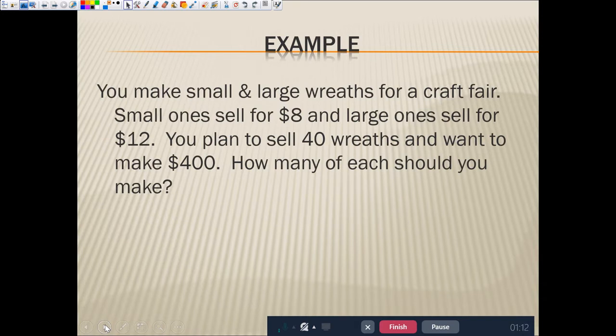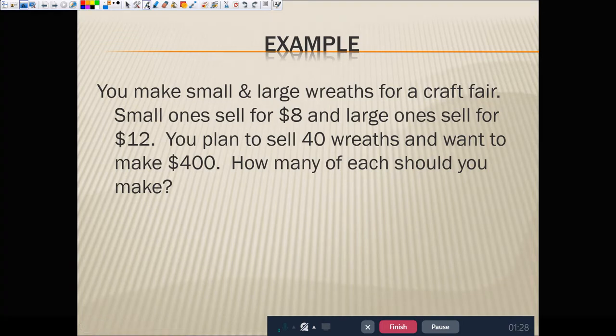So you are making small and large wreaths for a craft fair. Small ones sell for $8 and large ones sell for $12. You plan on selling 40 wreaths and want to make $400. How many of each should you make?